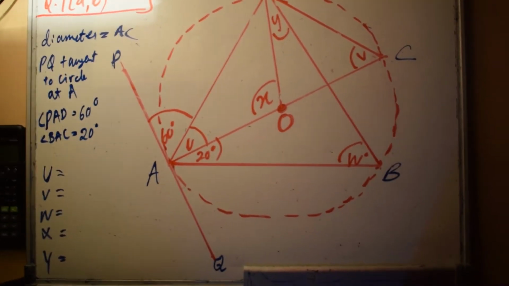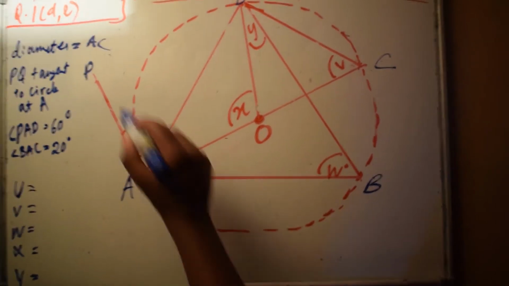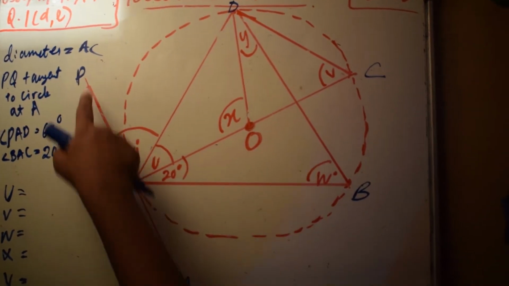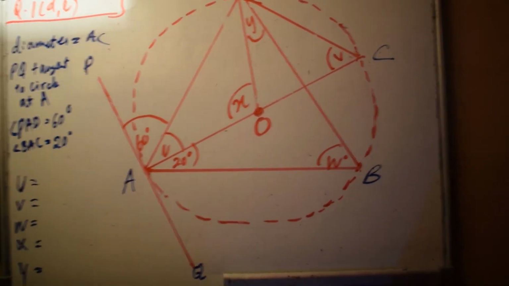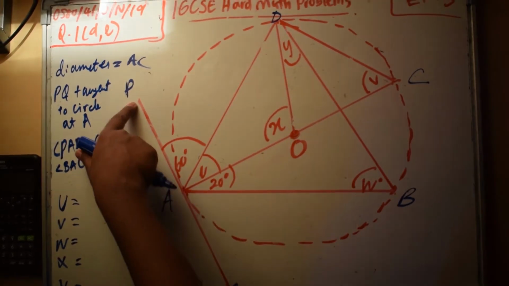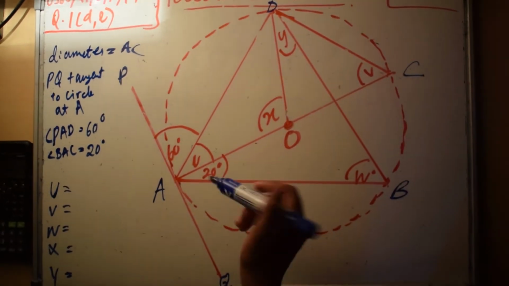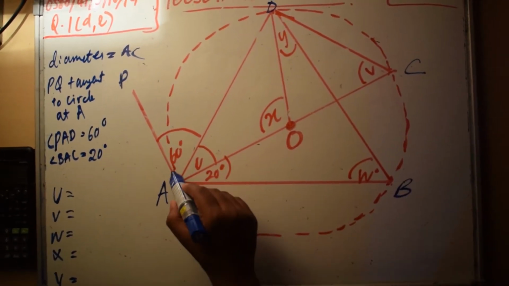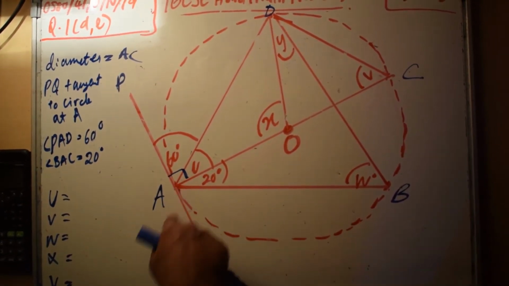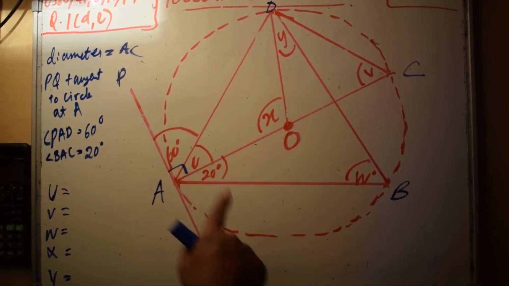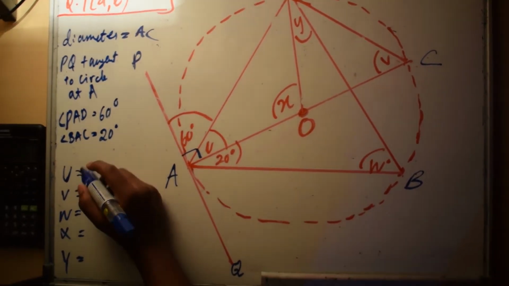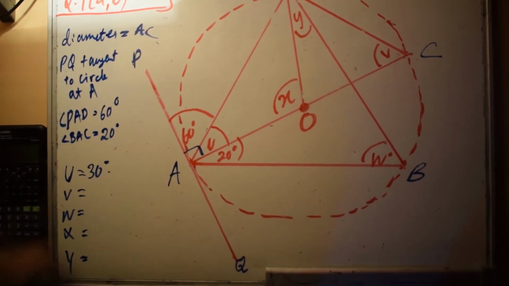So let's do this. We have to use the circle theorems. We know that the angle between the tangent and the radius is 90 degrees. So basically this is 90 degrees, and this is 60 degrees. So 90 minus 60 gives the U value, which is 30 degrees.